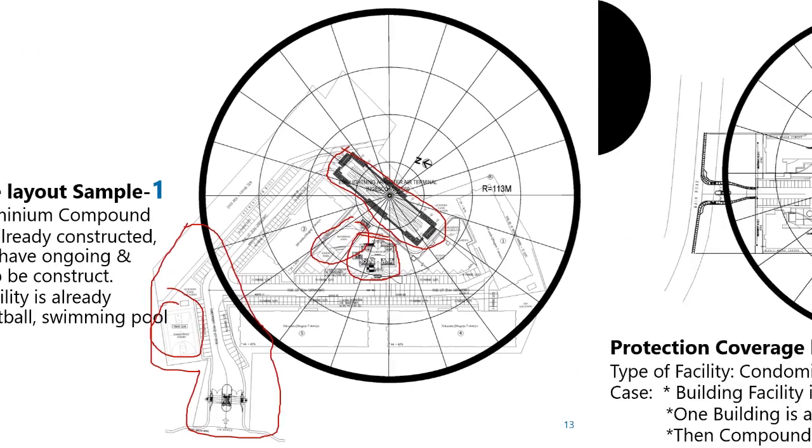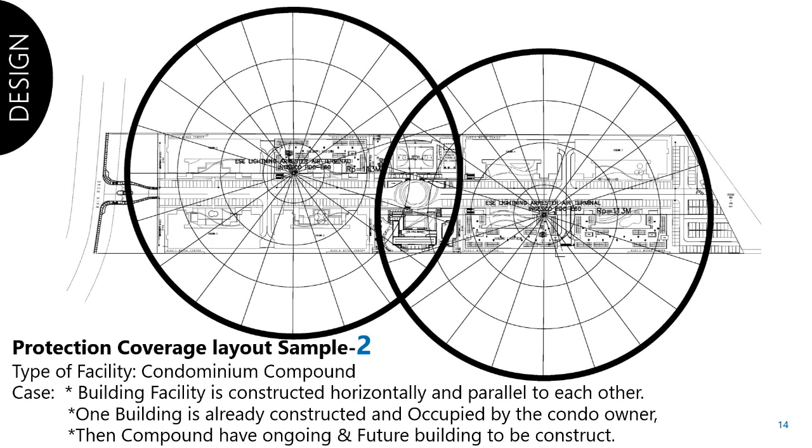Okay, sample number 2. I have here for sample number 2 another condominium compound. For our case here, the building facilities are constructed horizontally and parallel to each other. One building is already constructed and occupied by a condo owner. The compound has ongoing and future buildings to be constructed.